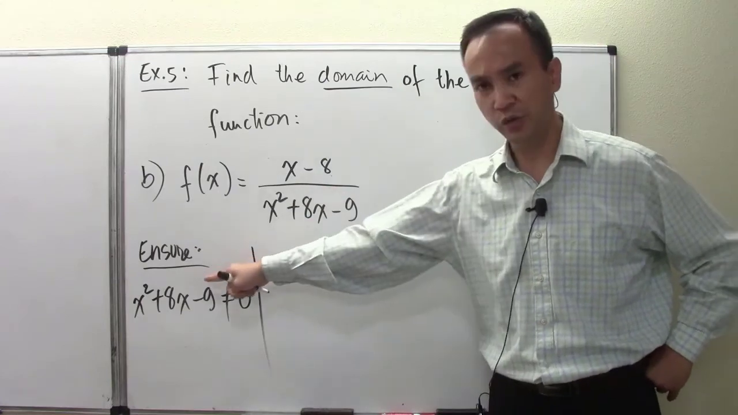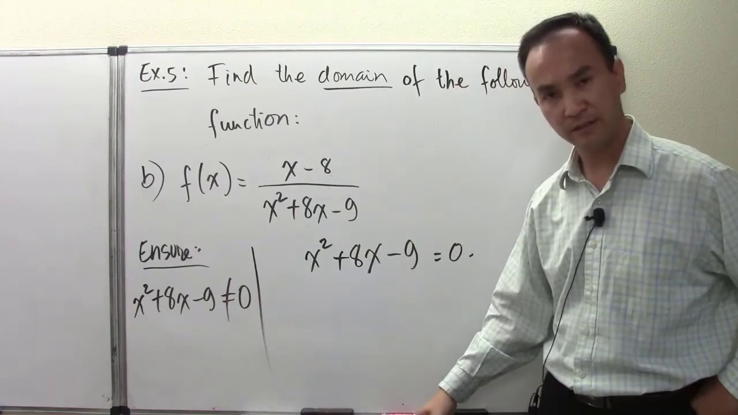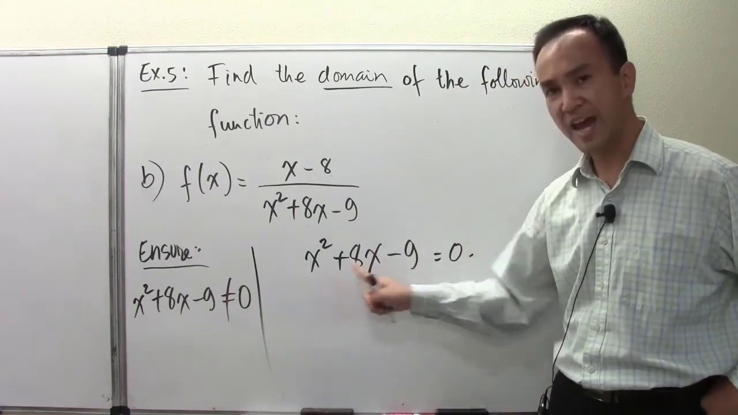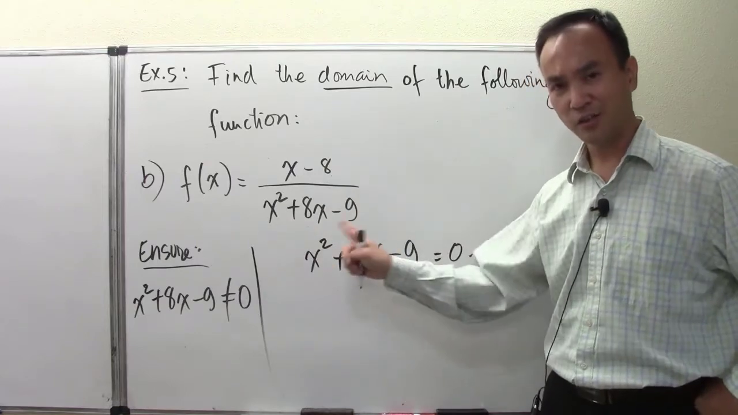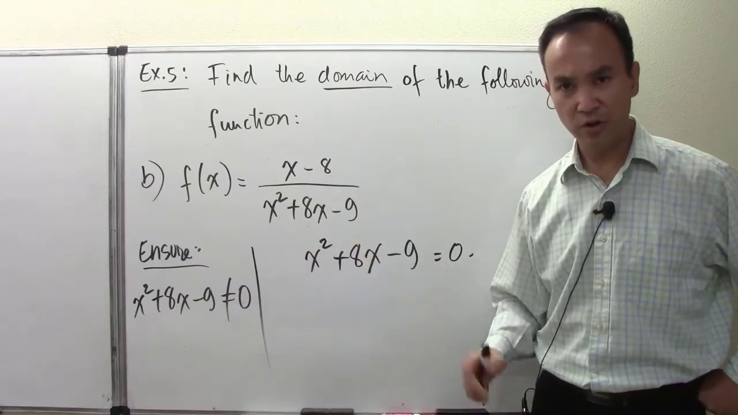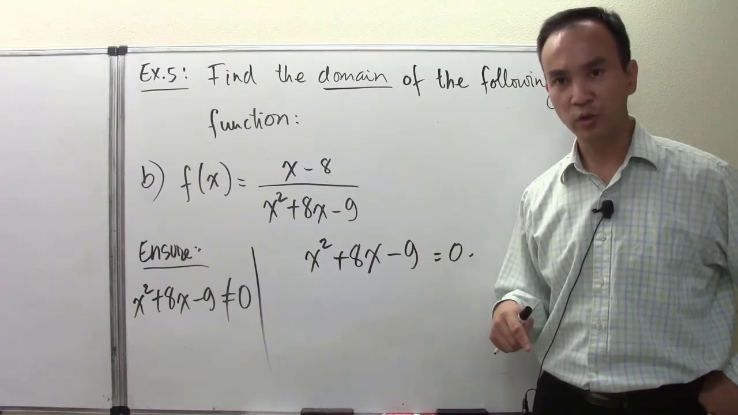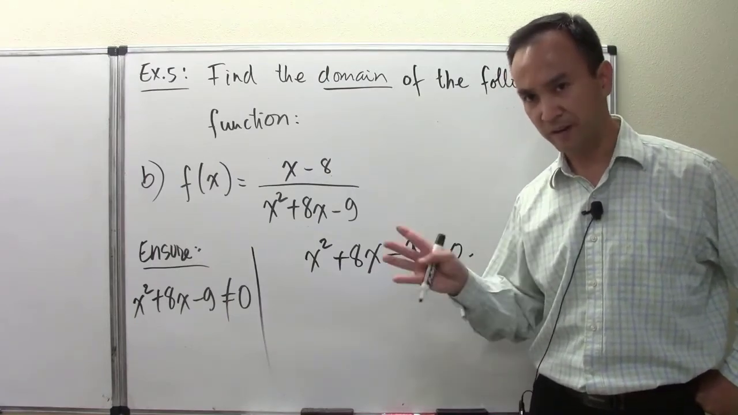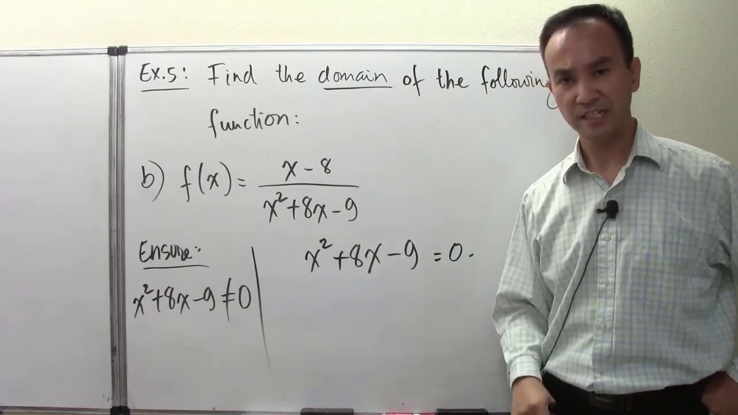Okay, so to ensure the whole denominator is non-zero, then we search for all the x values that cause this denominator to equal 0. I call all of those x values the bad guys. Let's search for the bad guys. And once we have found the bad guys, we rule them out from the community. We will rule them out from the domain. And that's the idea right there.